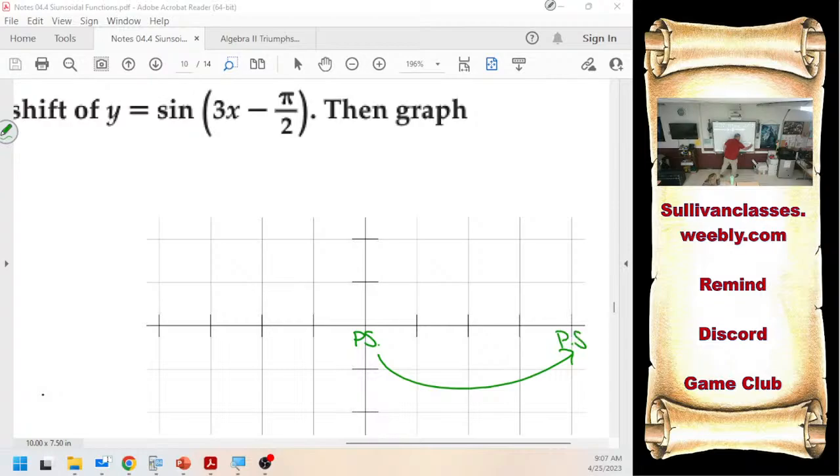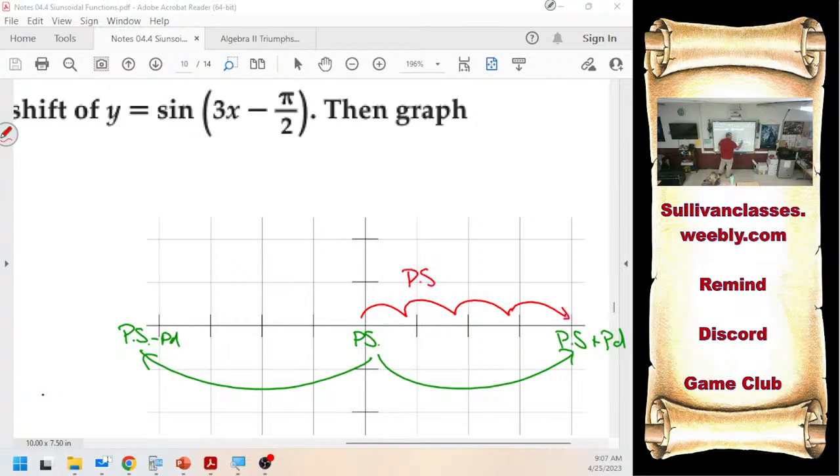This is phase shift plus the period. This is the phase shift minus the period. And this is the phase shift plus the quarter marks. The phase shift minus the quarter marks. Okay? Because if the phase shift plus the period goes out this far, I'm going to break that up into 4 spaces.